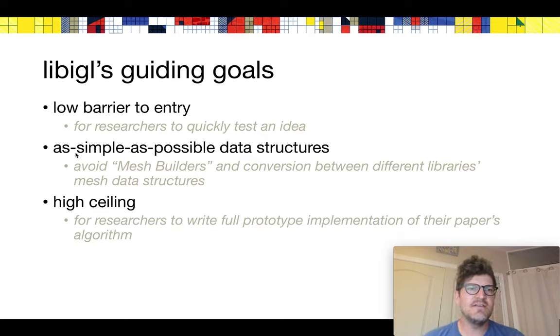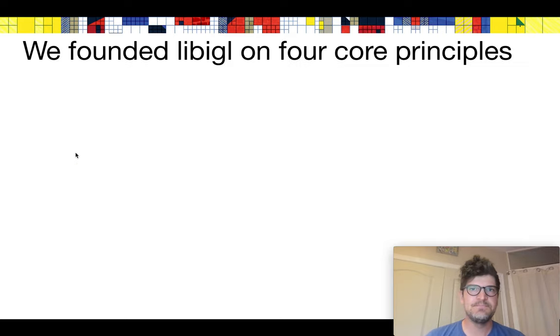And then sort of the complement of low barrier to entry is we want a really high ceiling. We do want researchers to be able to write the full implementation of their SGP or SIGGRAPH paper using libigl. So we don't want anything about libigl to fundamentally prohibit our users, research users, from doing that. Okay, so these guiding goals lead us to libigl's four core principles.